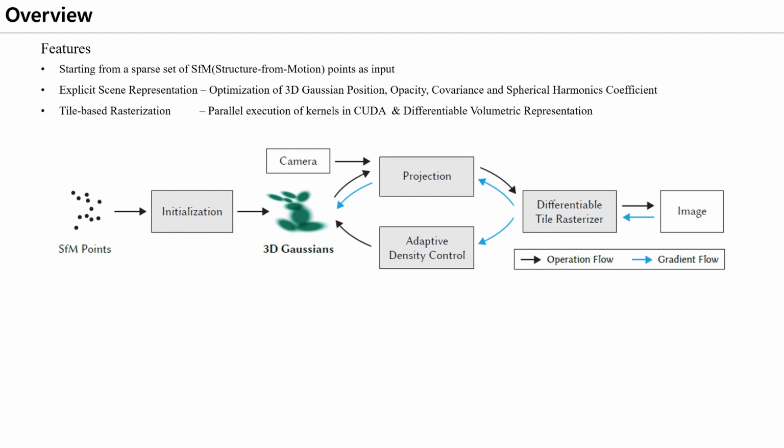The variables that make up 3D Gaussian are position, opacity, covariance, and the spherical harmonics coefficient. And these values are explicitly designed and optimized through ground truth images. 3D Gaussians are projected onto the image plane corresponding to the camera pose and rendered as images through a differentiable tile-based rasterizer. Here, rasterization is possible through CUDA-based parallel operations. The rest of the sequence will be explained later in each part.